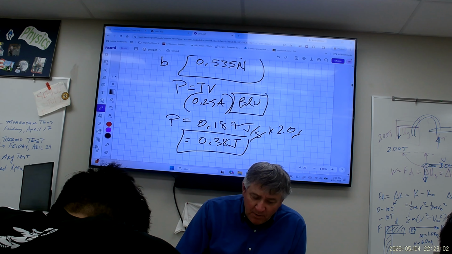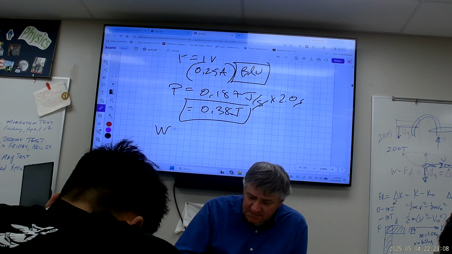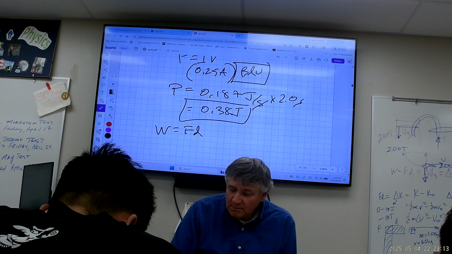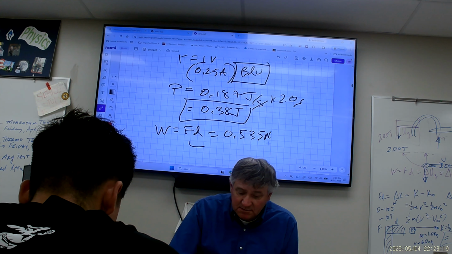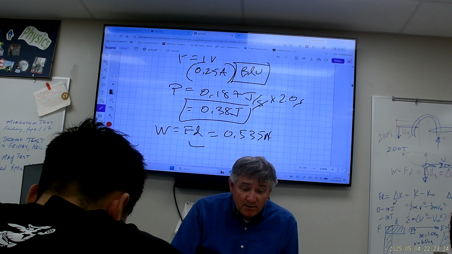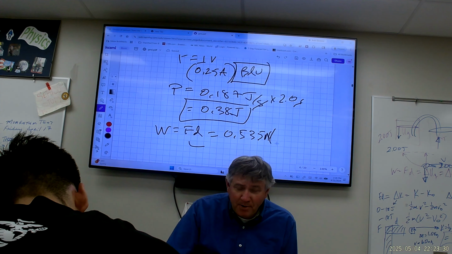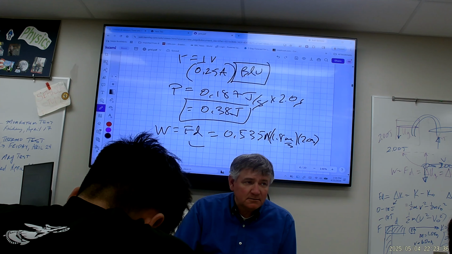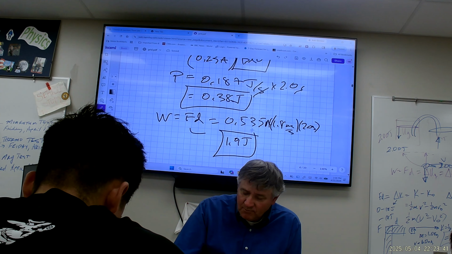Work done by pulling the string in 2 seconds. Work equals force times distance. How much force are you applying? The newtons. You already have that number, the 0.535 newtons. How far are you pulling it? Distance equals velocity times time. You're pulling it at a constant velocity of 1.8 meters per second for 2 seconds. So you get 1.9 joules.